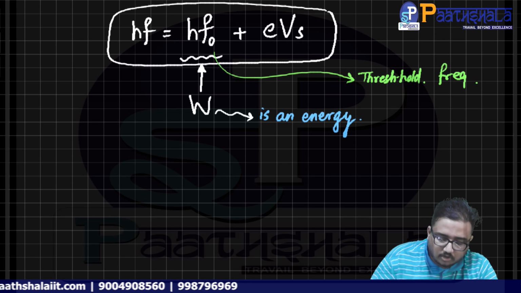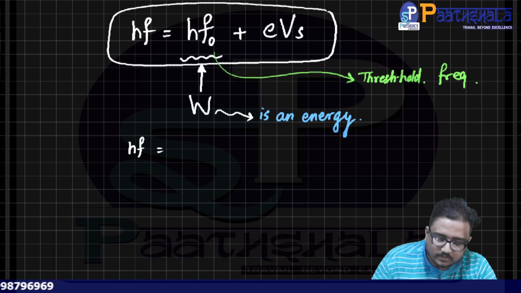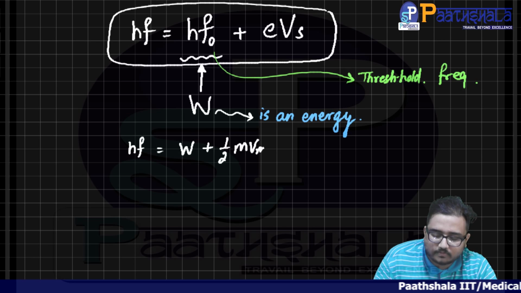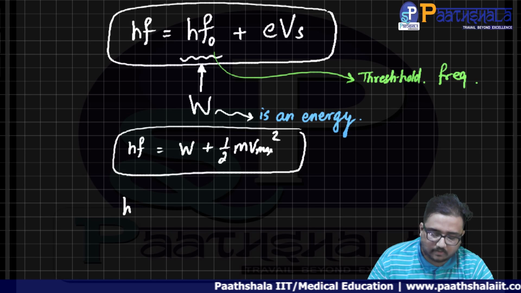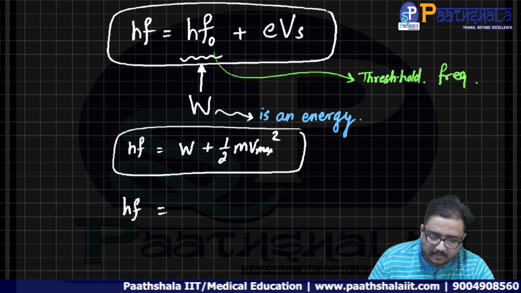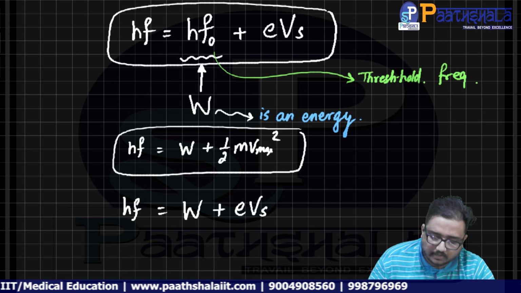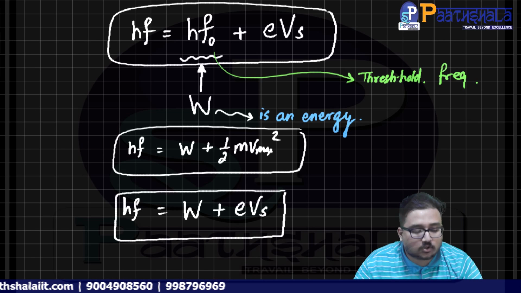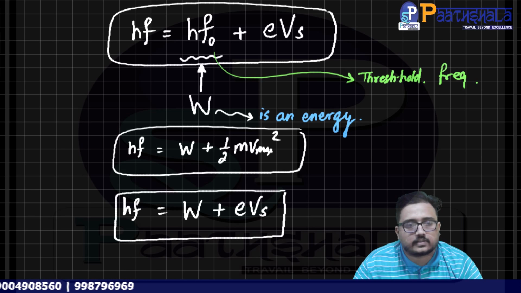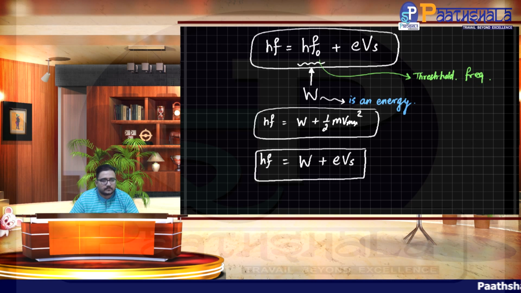Summarizing what we wrote about the photoelectric equation, this is one form. Another form is HF is equal to W plus half m V max square. Another form is HF is equal to W plus E times Vs. So these are the three forms of Einstein's photoelectric equation.